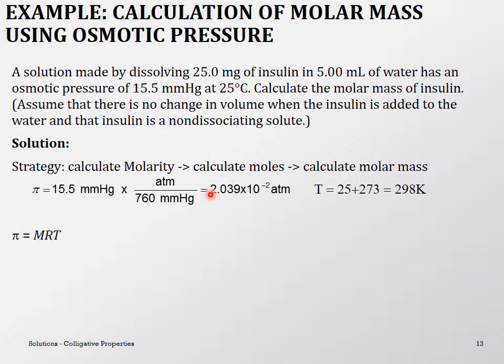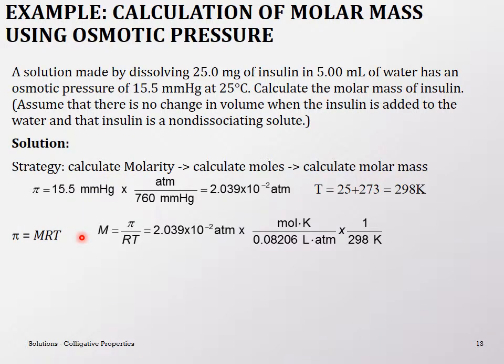Because the formula we're going to use is this one, which is that osmotic pressure is equal to molarity times the gas constant and the temperature. So if that's the formula, this is how we'll get the molarity, which means that molarity is equal to π over RT. And if it's over RT, then here we go.